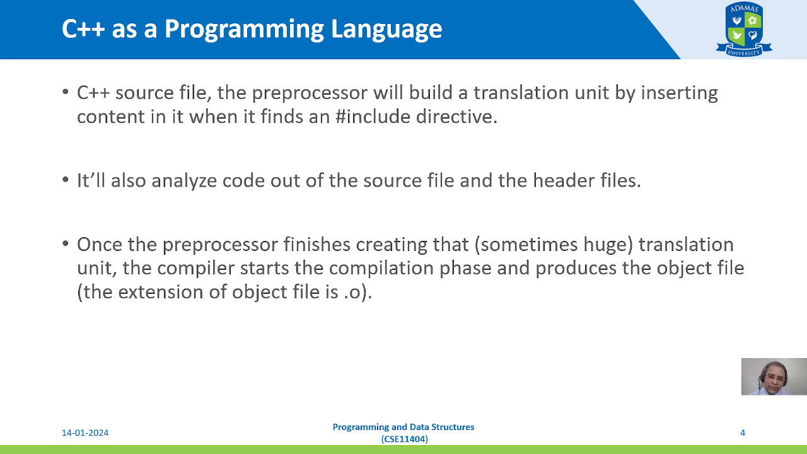And this object file, what we are talking about, has an extension of .o. So this is a very important file, the object file, and the compiler starts compilation and produces it. So I hope students are able to understand the process of compilation.